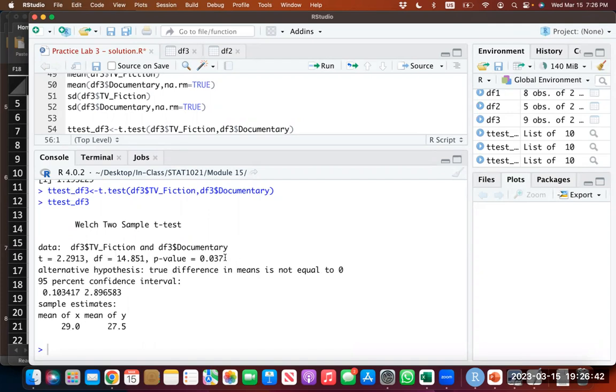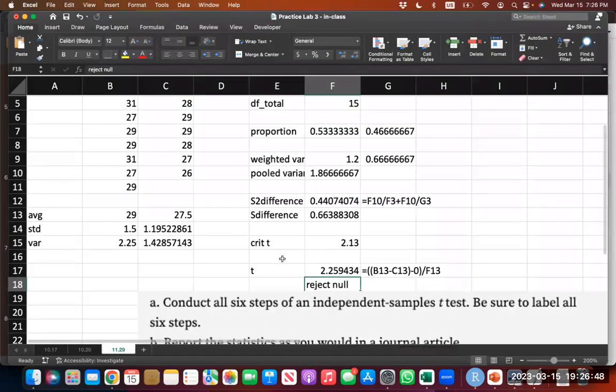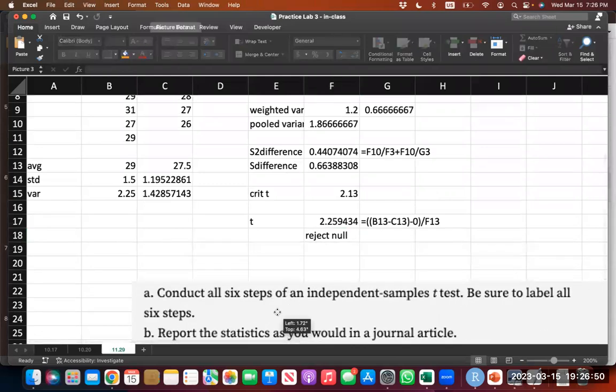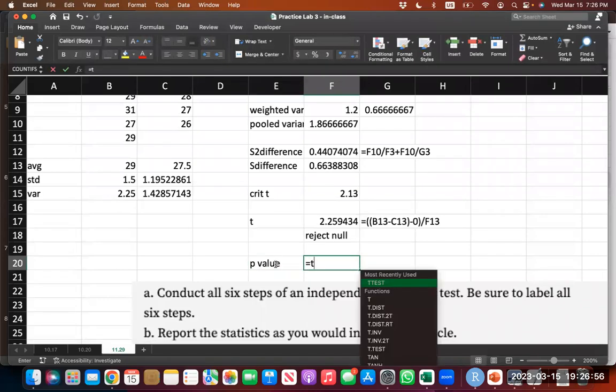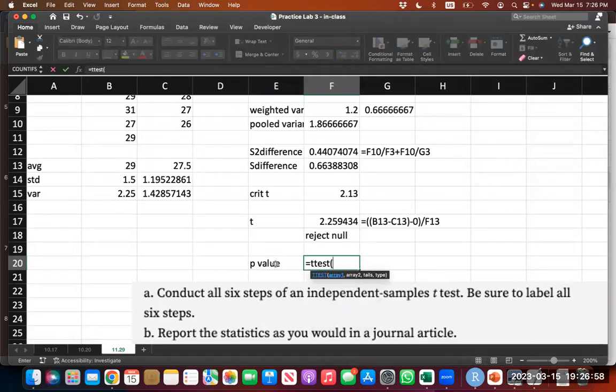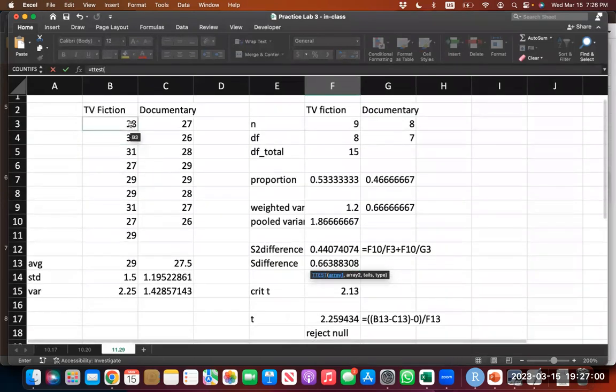The p-values, Excel is doing the same, it just doesn't tell you that. The p-value is exactly the same as we would have calculated in Excel. Let's just quickly do that. So that's our p-value in Excel. That's t-test, array 1 and array 2.